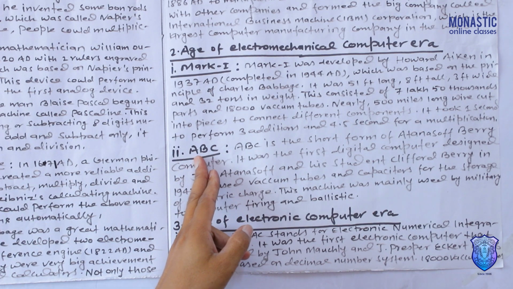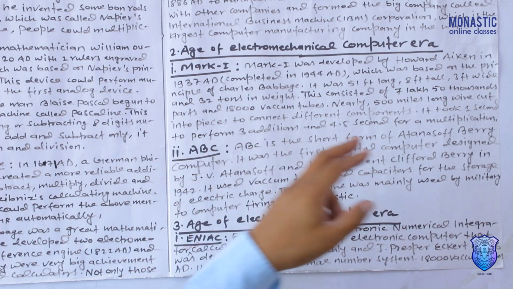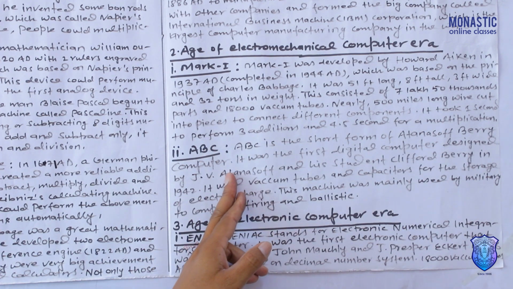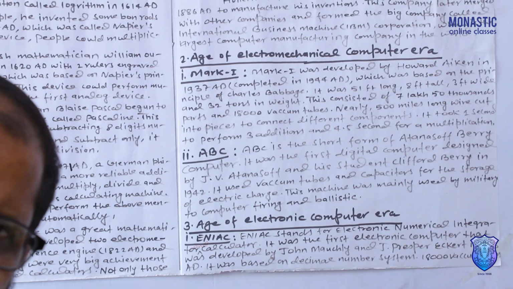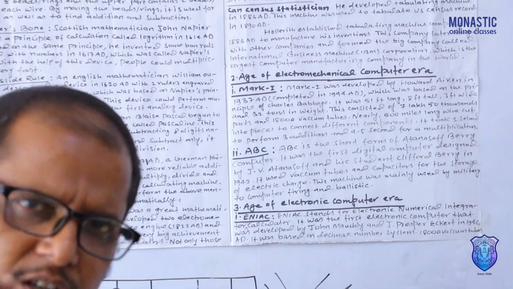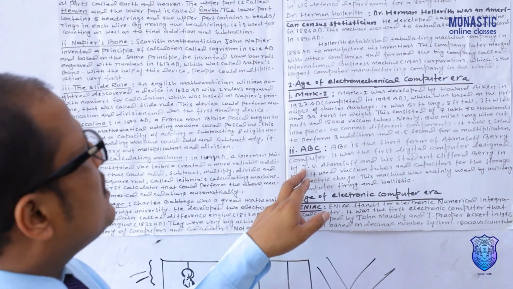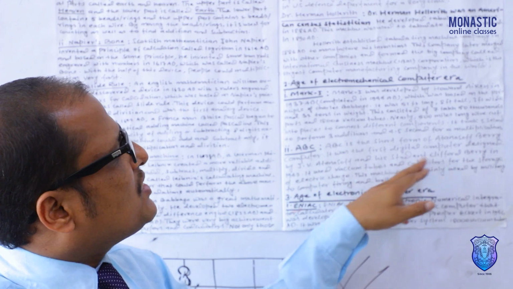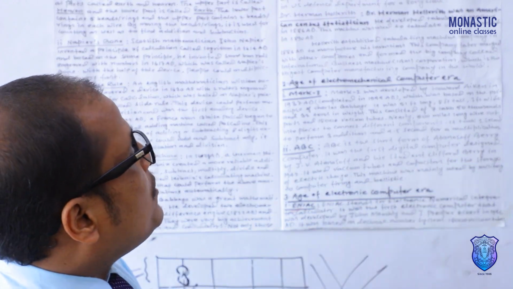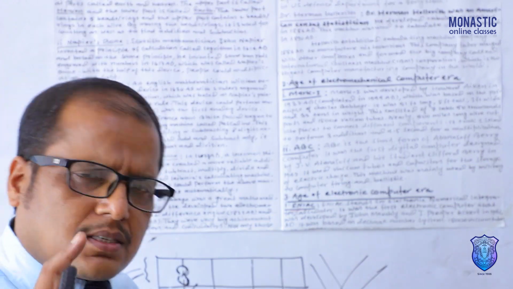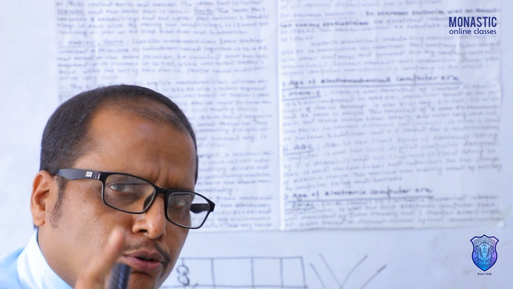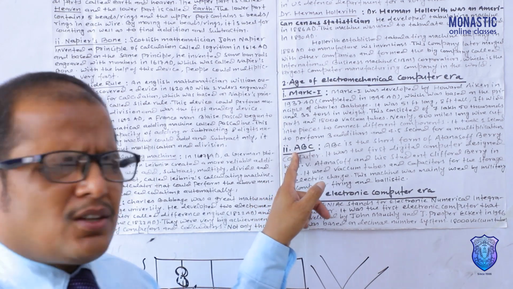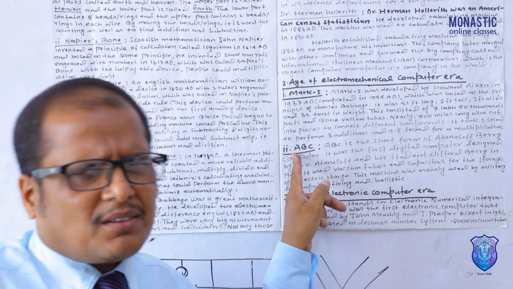The full form of ABC is Atanasoff Berry Computer. It was developed by two persons. One was a teacher and another was a student. The teacher's name was J.V. Atanasoff and his student's name was Clifford Berry. This computer was developed in 1942.